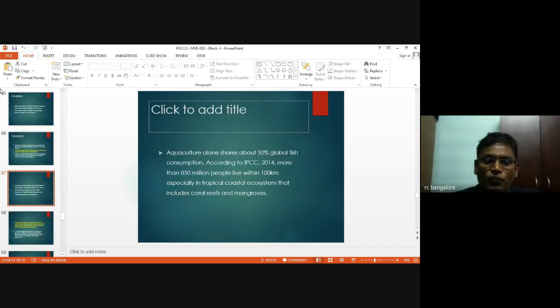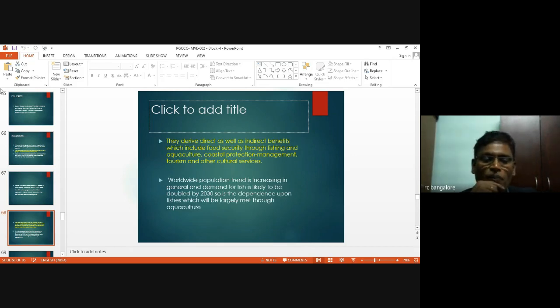Aquaculture alone shares about 50% of global fish consumption. According to the IPCC 2014, more than 850 million people live within 100 kilometers, especially in the tropical coastal system that includes coral reefs and mangroves. So a large share of these 850 million people are living within 100 kilometers of these coastal areas and depend upon these activities. Fishery activity derives direct as well as indirect benefits, which include food security through fishing and aquaculture, coastal protection, management, tourism, and other cultural services.